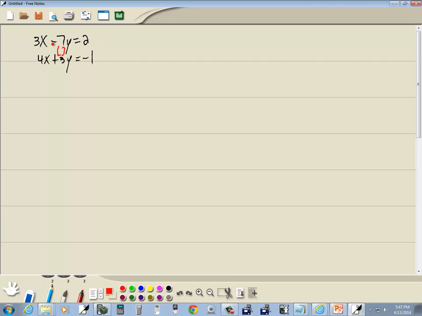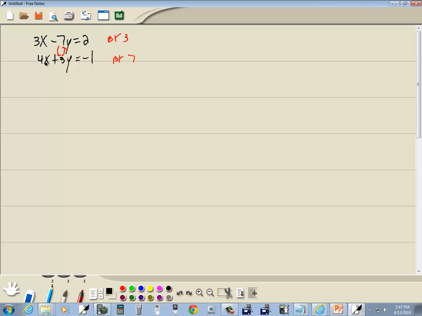For example, to figure out what to multiply my first equation by, I multiply by the 3. To figure out what to multiply my second equation by, I'll multiply it by the 7. So again, you can always just multiply by the other number. When I say the other number, you focus exclusively on one of the variables.